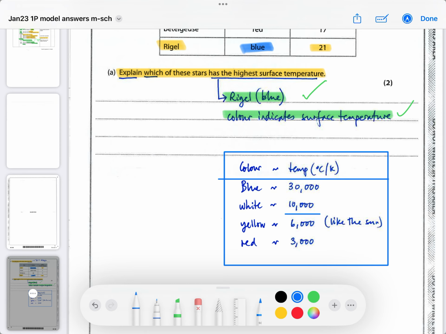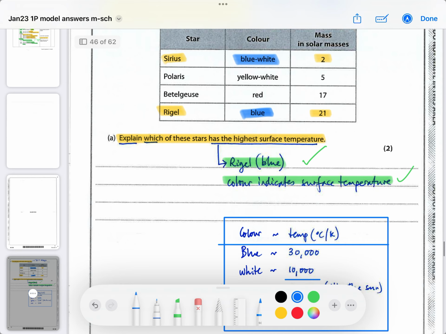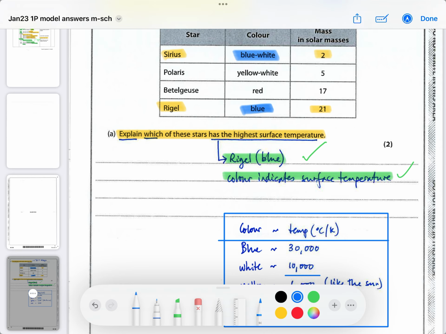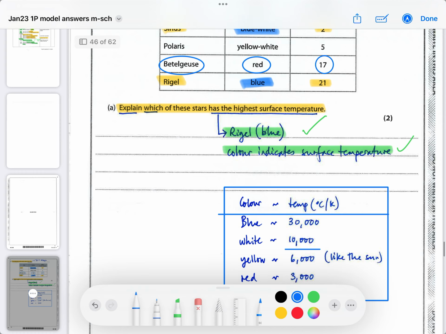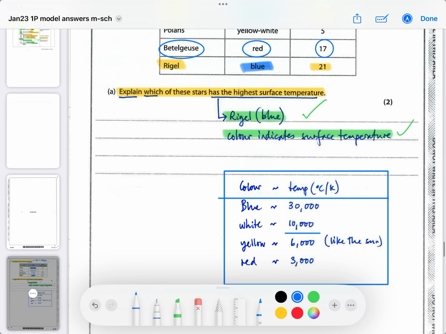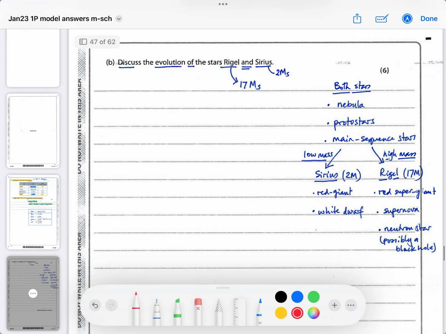So the two we're looking at, the two brightest ones, are Sirius and Regal. Now this one, actually I love the name of this one, is Betelgeuse. It's a red colour, which is cooler, and that's because although it's massive, it's in the red giant phase of its life. It's a red supergiant, and their temperatures are much lower. So you can see for the red ones, their temperature is only around 3,000 Kelvin. So that explains how colour is linked to the surface temperature.